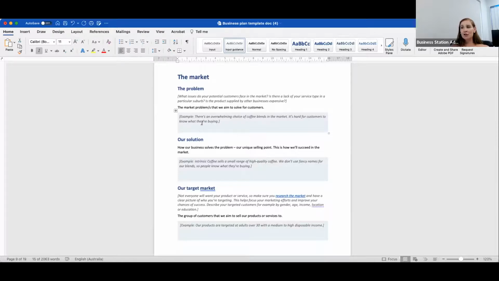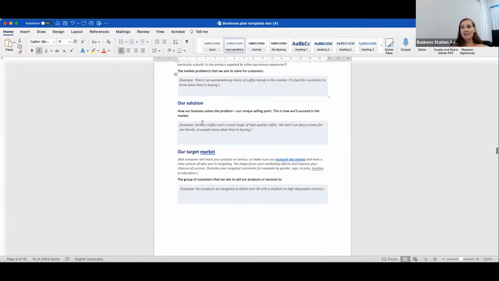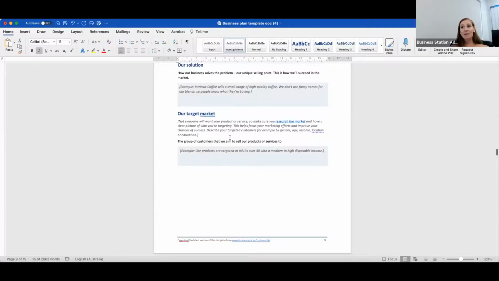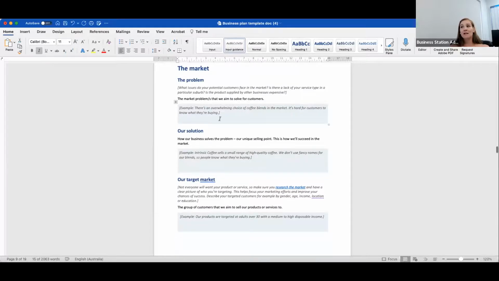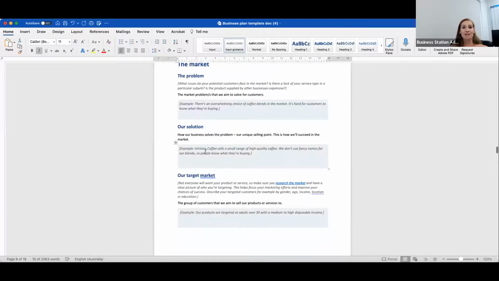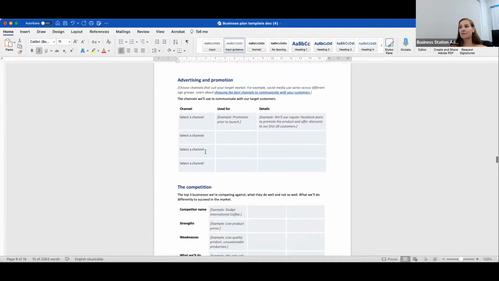The market, so you're going to talk about what problem it is that you solve for customers, what your solution is, your target market. Now, all of these sections, you're going to have to go away and research. And like I said, draw on some of those research areas, whether it's Australian Bureau of Statistics, whether it's IBISWorld or individual industry reports or any other information you can draw to really define that customers do in fact have a problem, who those people are that have the problem, and that your solution is actually going to solve a problem they have.